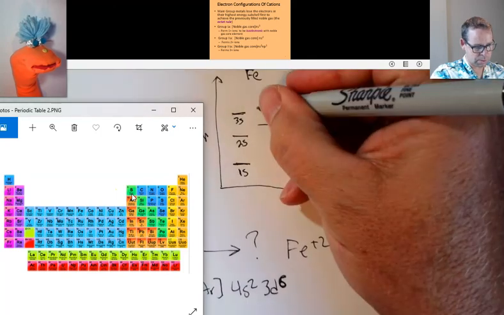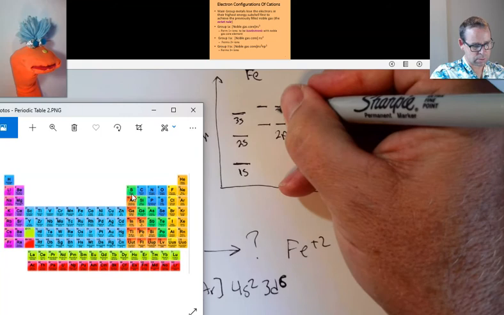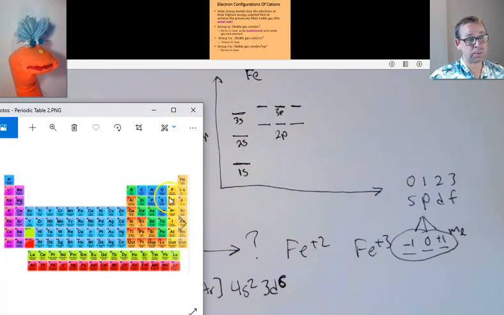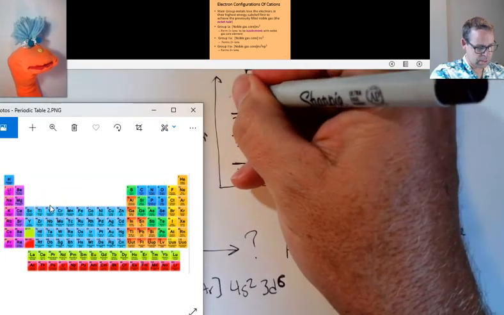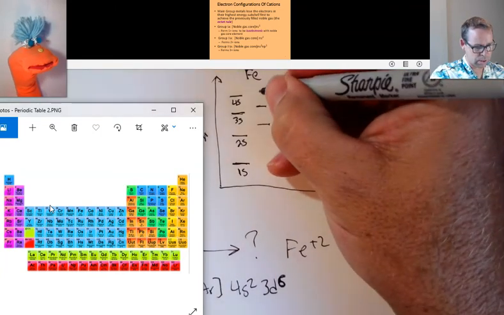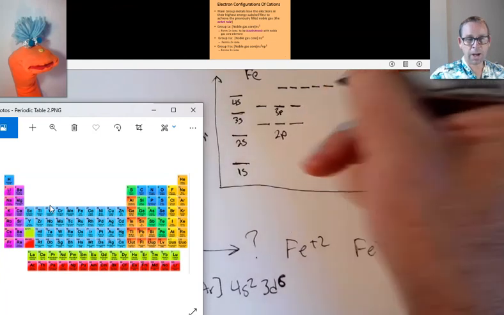Very good. So 3p, I put a little bit higher in energy than my 3s, 3p there, 3 orbitals within that subshell. What's next after 3p? 4s, very good. 4s, and then 3d. Very good. And then 3d. So I'll put my 3d over here. 1, 2, 3, 4, 5.